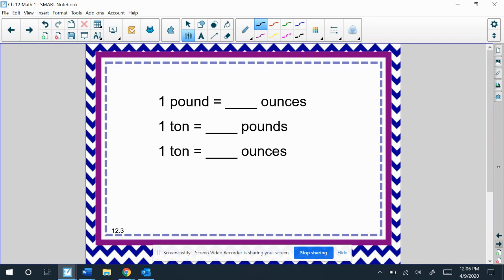1 pound equals how many ounces? If you said 16, you are correct. 1 ton equals how many pounds? If you said 2,000, you are correct. And 1 ton equals how many ounces? Well, if you just multiply those two, it gives us 32,000. This is important. Remember them.